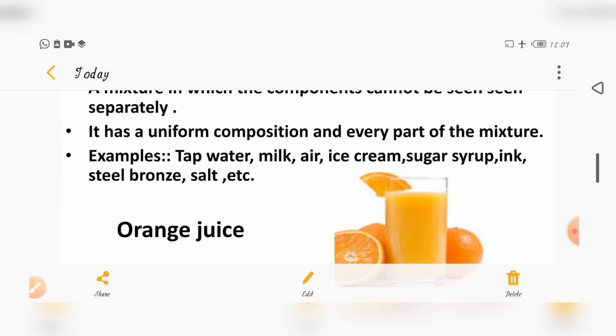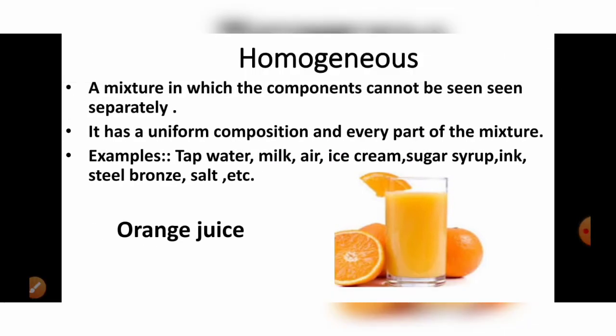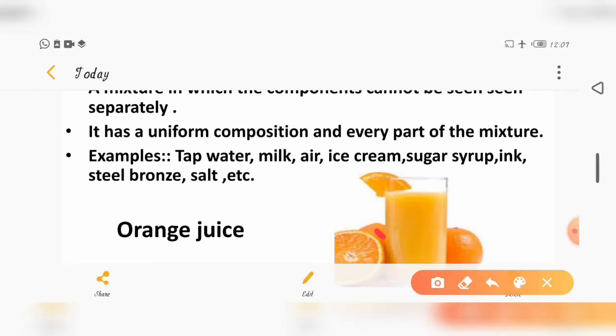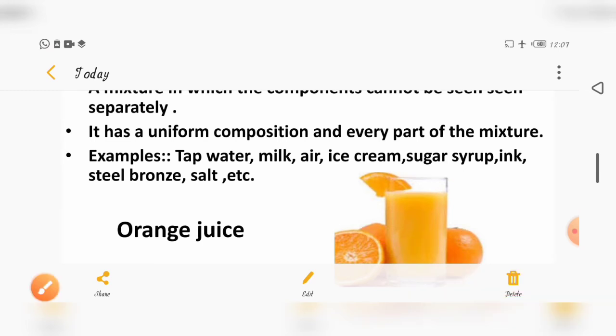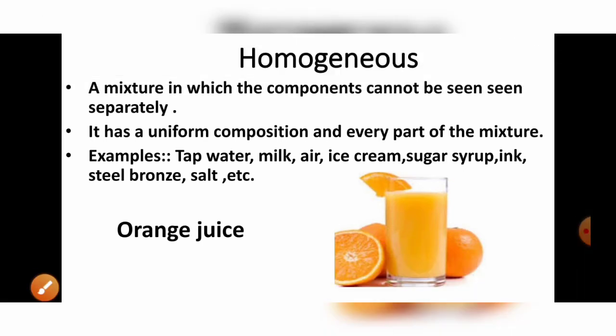Okay students, next we go to the next topic, that is homogeneous. What is meant by homogeneous? A mixture in which the components cannot be seen separately is known as homogeneous. Already we saw, you take orange juice. Can you see the sugar particles? No. Can you see the water particles separately? No. So, there is only one phase presented. So, it is called a homogeneous mixture.